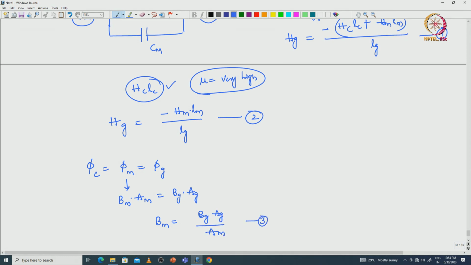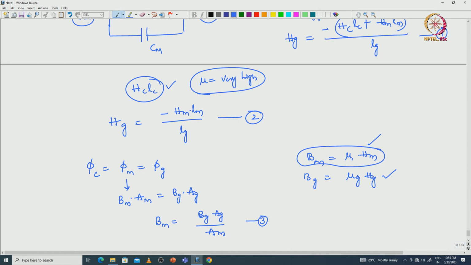This is equation number 3, and we can write the relations of Bm and Bg with respect to mu and H. This is mu into Hm and this is mu g into Hg. This thing we have to find from the BH curve of the permanent magnet material. Bg is equal to mu g into Hg.